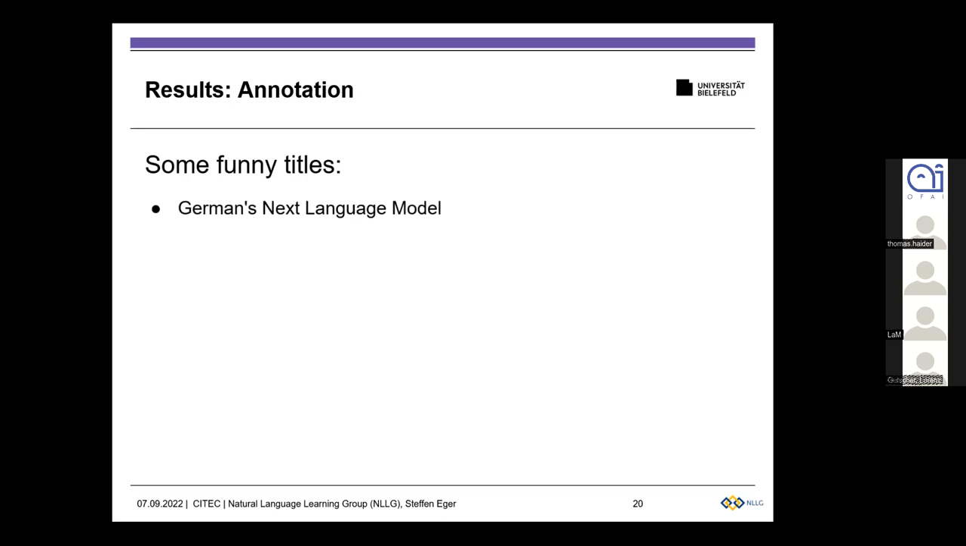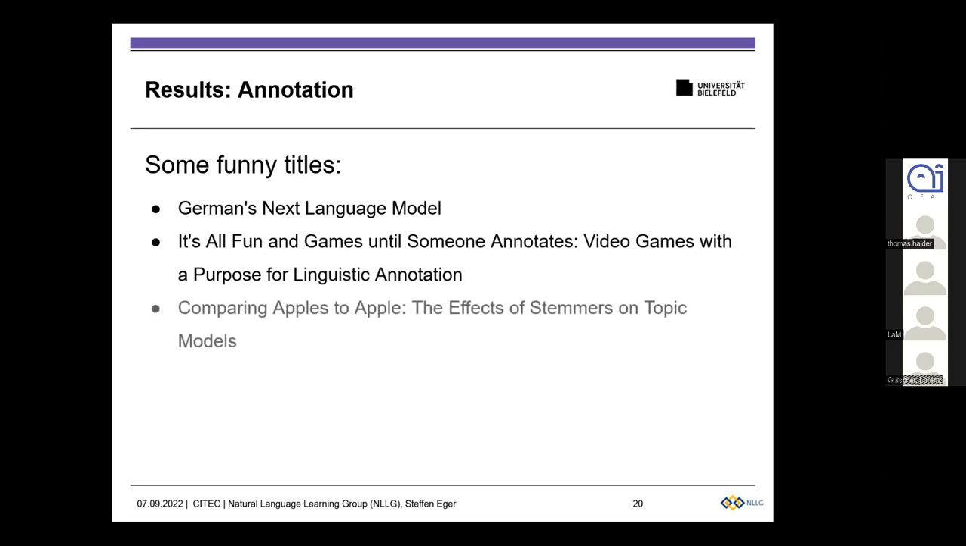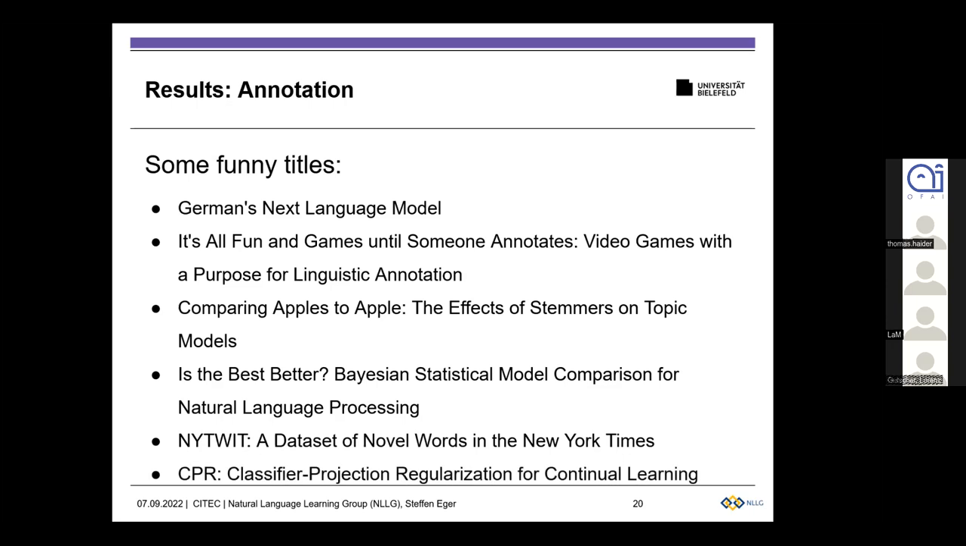First funny title would be German's Next Language Model. It's All Fun and Games Until Someone Annotates: Video Games with a Purpose for Linguistic Annotation. Comparing Apples to Apple: The Effects of Stammers on Topic Models. Is the Best Better? Bayesian Statistical Model Comparison for Natural Language Processing. NITWIT: A Data Set of Novel Words in the New York Times. And CPR: Classifier Projection Regularization for Continual Learning.